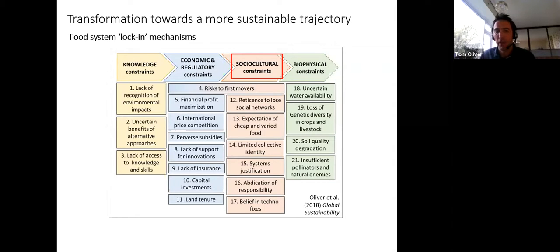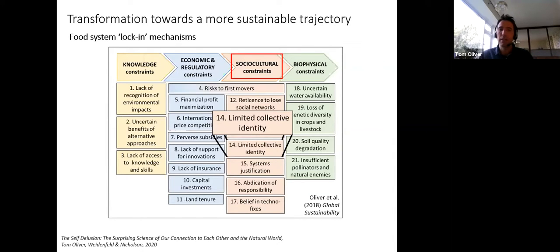Number 16, moving up, abdication of responsibility. People think the government will look after the long-term needs of society. That's the social contract. But governments often have believed in the free market and the invisible hand of the free market, which should optimize the system for the benefit of society overall, which we find is patently not true. So there's a real issue there about responsibility. And limited collective identity is another one. We look after ourselves as individuals and we look after our close family, but we have less care for people on the other side of the world, or other species or other habitats on the other side of the world.